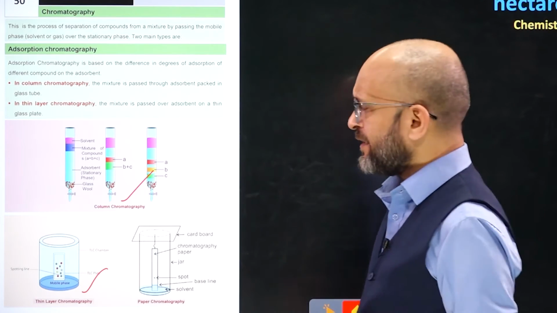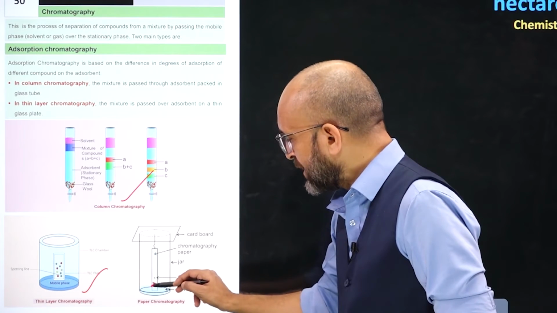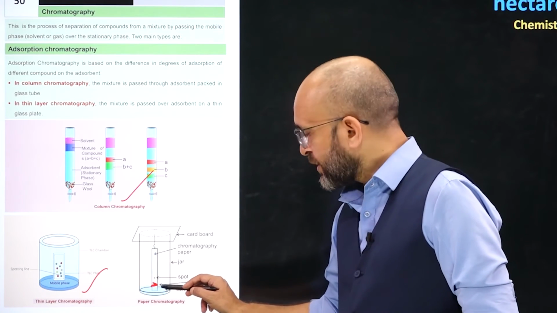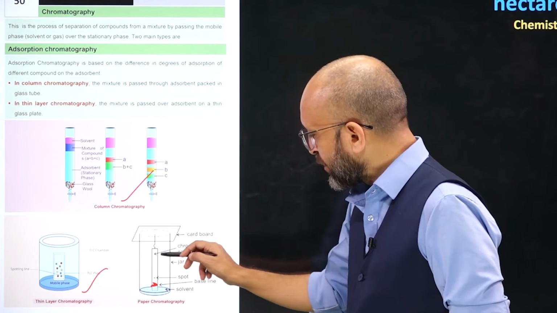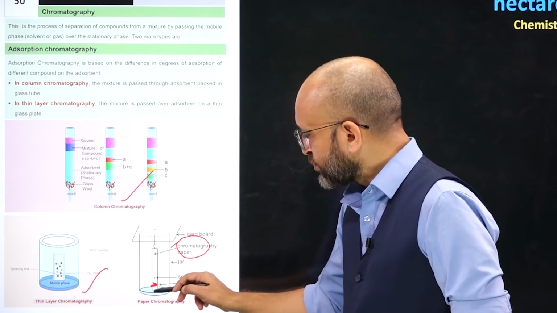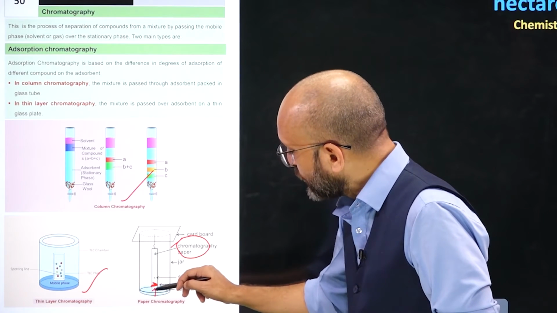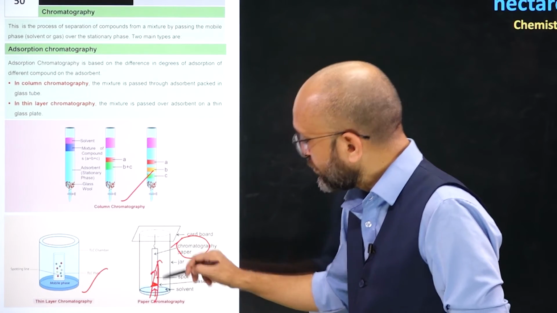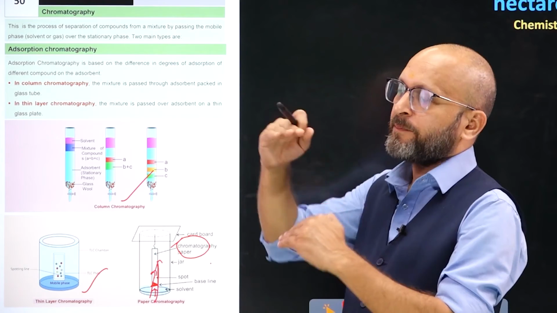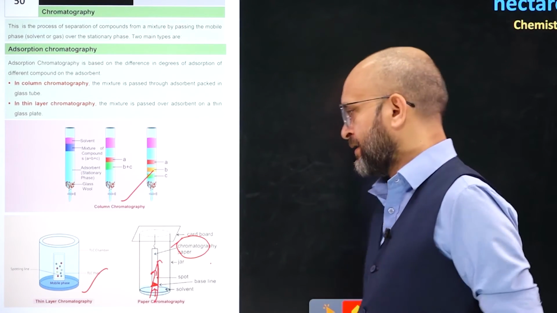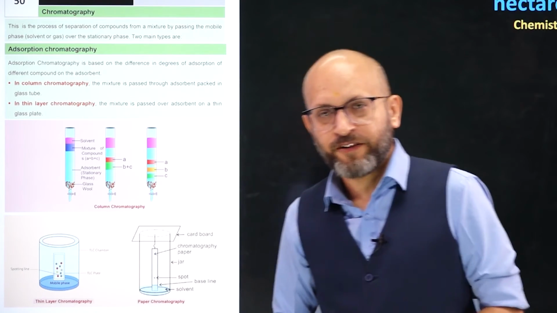And the rest is similar to thin layer chromatography. What we do, at the bottom here we draw a baseline, and on top of it we put a dot of mixture, and this chromatography paper is dipped in the solution of eluent or mobile phase, and the solution then moves this way. The solution moves this way over the chromatography paper, and different parts are separated individually. So this is an example of partition chromatography, paper chromatography.